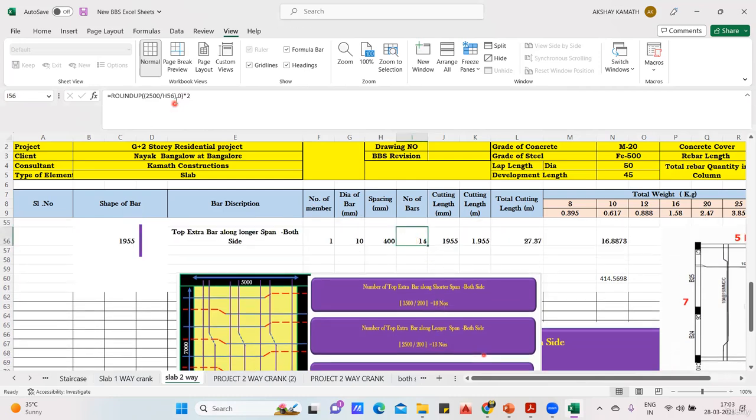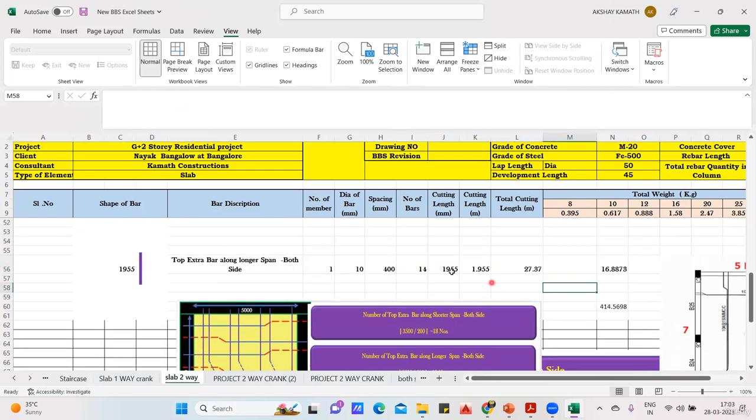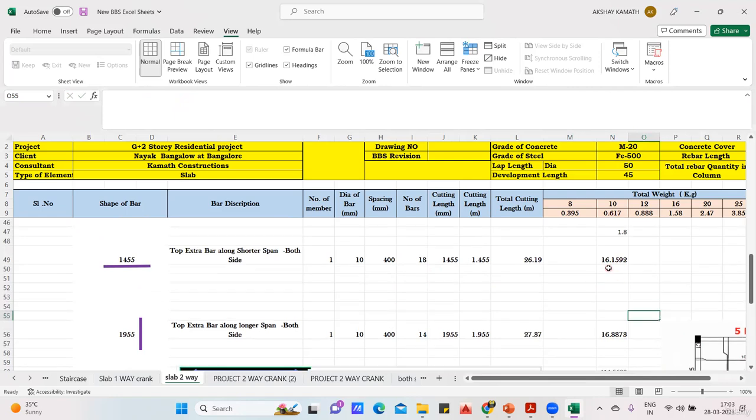Again, if you want to add plus 1, you can add. A slight increase in the steel will come, and that is fine, not an issue, but not the right way of doing it. So again, if I multiply 27.37 into 0.617, it will give me 16.88 kg of steel required. So this is almost 16.15, this is almost 16.88, right? And you see the steel, both are almost the same, okay? Here the length has decreased, but here the number is 18. Here the length is more, the number is less. So that is the reason you're getting almost the same amount of steel. Got it?